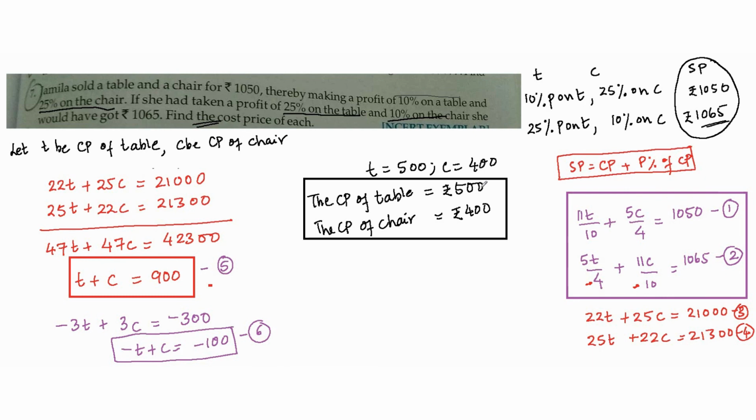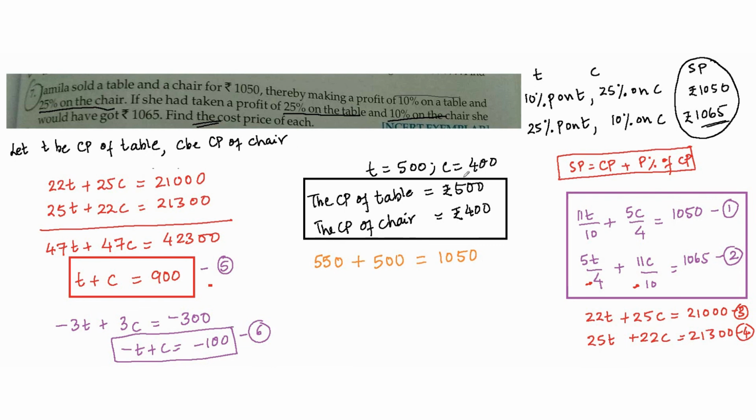Assume that I want to make 10% profit on my table. So 10% of 500 is 50. So my table is being sold for 550, plus making a 25% profit on chair. So chair is at 400. The profit is 25% of 400, which is 100 rupees. So this is going to be 500. This equals 1050, which is the first condition.